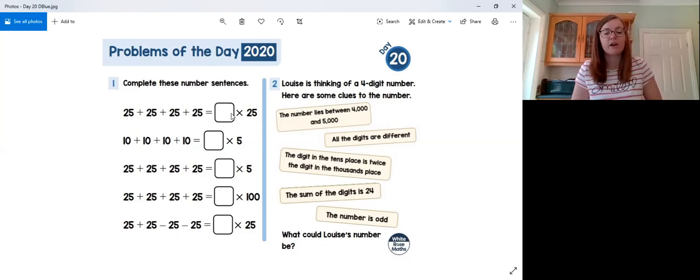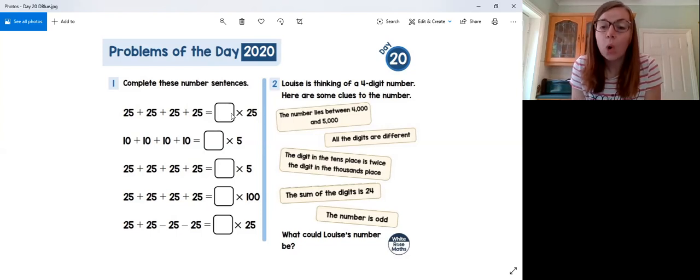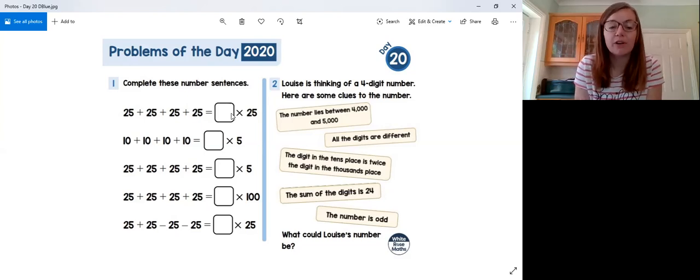25 plus 25 plus 25 plus 25 is how many lots of 100? Now, some of you might recognize this number because it's one that we use quite often, particularly when looking at fractions, decimals, and percentages. But I know that 25 add 25 is 50. And then if I add that to itself again, it is 1 lot of 100. 25 plus 25 plus 25 plus 25 equals 100.